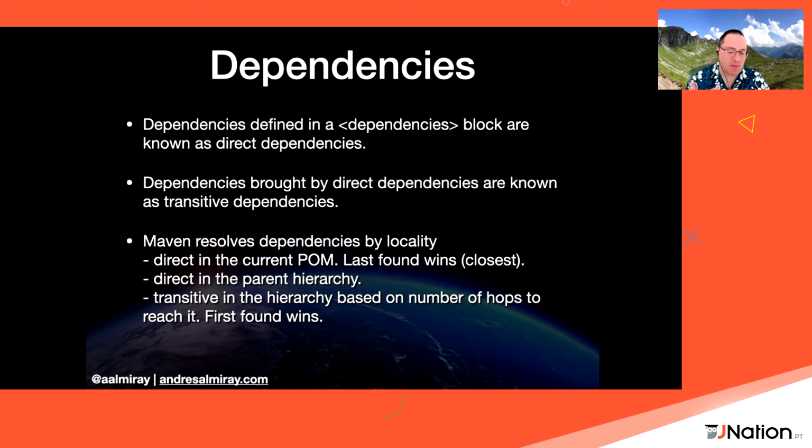Now, the way that Maven resolves dependencies differs depending on whether they are direct dependencies or transitive dependencies. In the case of a direct dependency, that is the one that you will see explicit in a POM file, the last one that is found will win. But in the case of transitive dependencies, the first one that is closest will win. And there are a few things that we have to say about how version numbers are resolved.